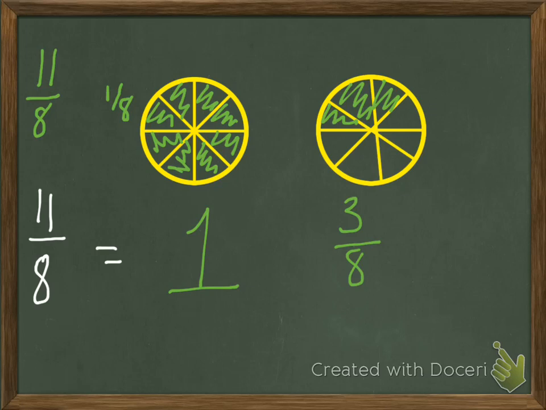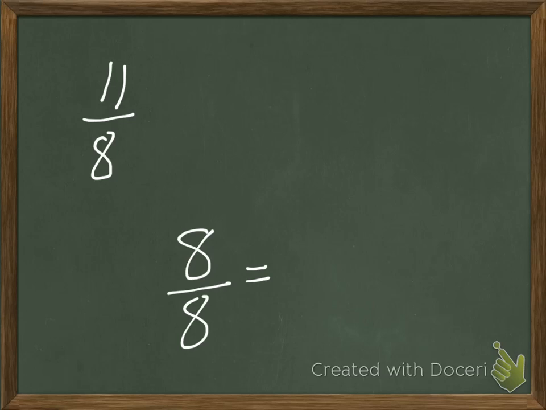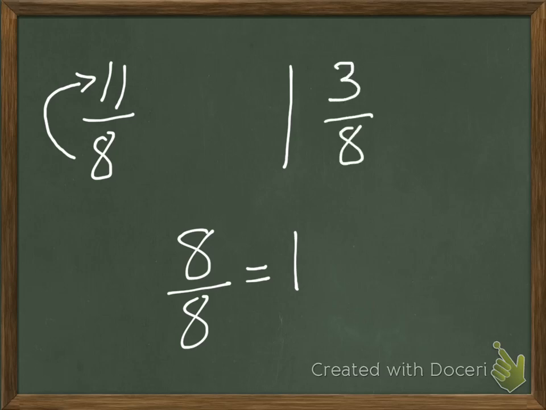Well, is there a simpler way of doing this? If we look at 11/8 again, what we saw in the last one is that 8/8 equaled 1. So how many times does 8 go into 11? Well, it goes in once. And how many 8s did I have left over? Well, I had 9, 10 and 11. There were 3 8s left over.